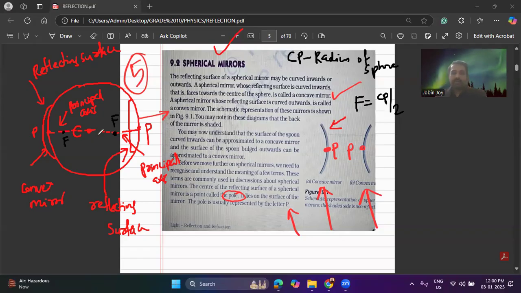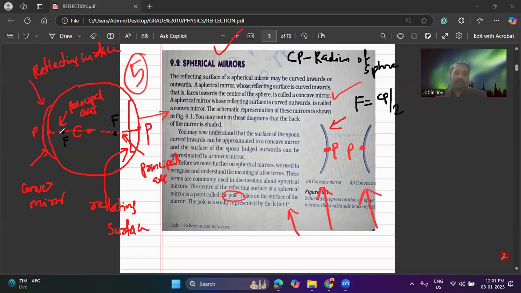In your examinations, sometimes they will ask, what do you mean by spherical mirrors? Spherical mirror means these mirrors are a part of a sphere. That's why this is called a spherical mirror. The two types of spherical mirrors are the concave mirror and the convex mirror. If the reflecting surface is inside of the sphere, then that is called a concave mirror. And if the reflecting surface is outside, then that is called a convex mirror.